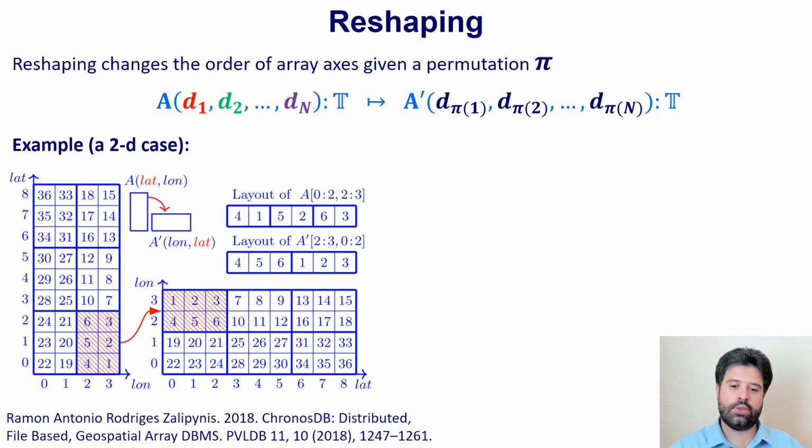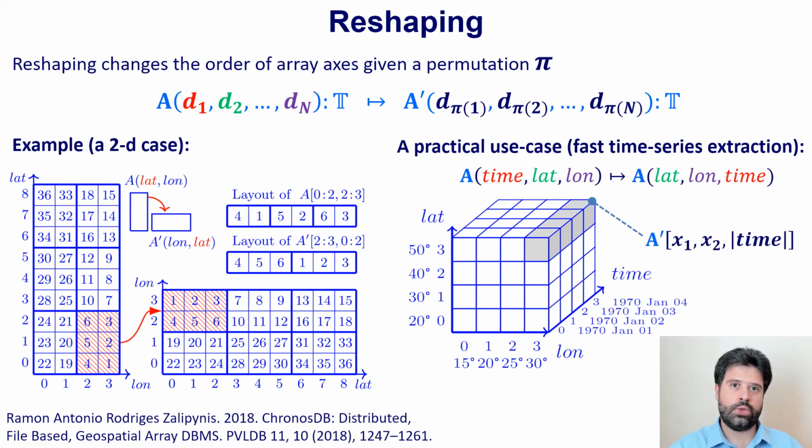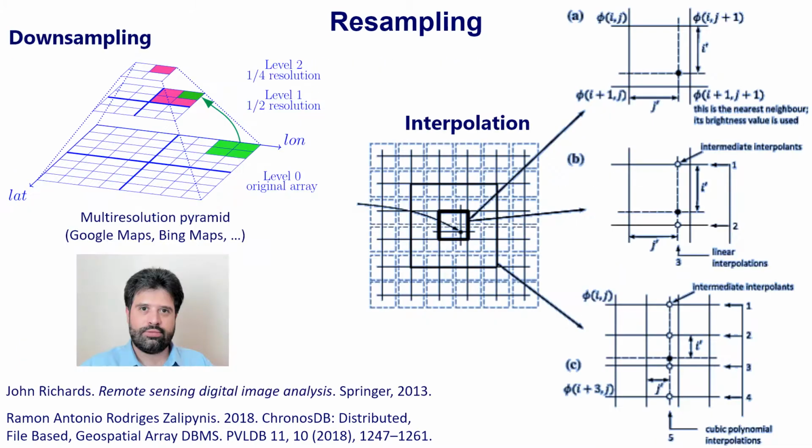Reshaping changes the order of array axes given a permutation. For a 2D case, reshaping is reduced to the matrix transposition. As a consequence, reshaping alters the array storage layout according to the given order of dimensions. Hence, reshaping helps to achieve the fastest hyperslabbing along a dimension. For example, reading a time series. This is an additional practical use case for reshaping.